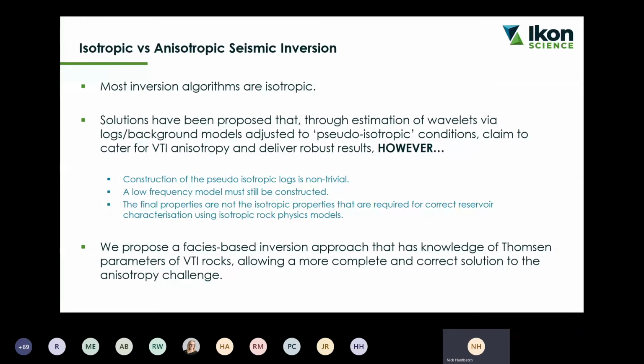We'll look at it again in a few slides' time, but a better approach, of course, is to understand that anisotropy is related to facies. So inherently, the inversion needs to know about facies, and therefore we can, in a prior sense, give each facies a set of Thomsen parameters based on our modeling and measurements, and the inversion itself actually includes anisotropy in an anisotropic reflectivity equation. But we'll have a look at that later on.